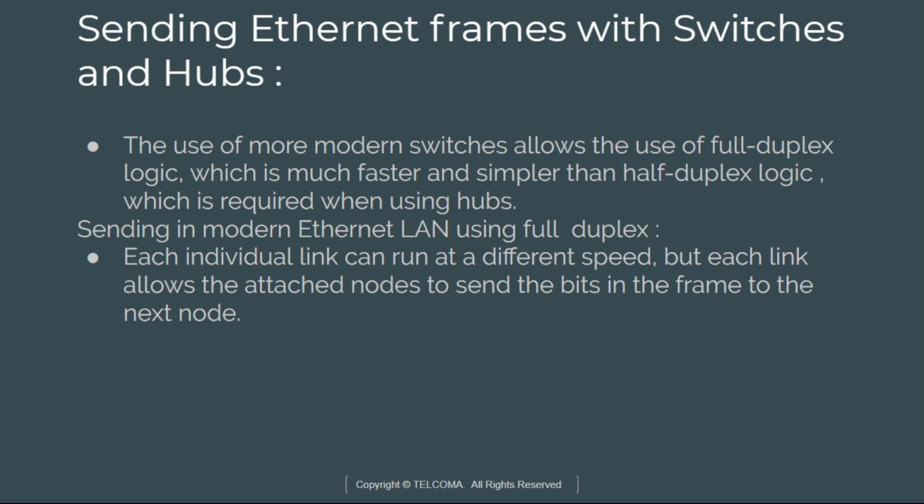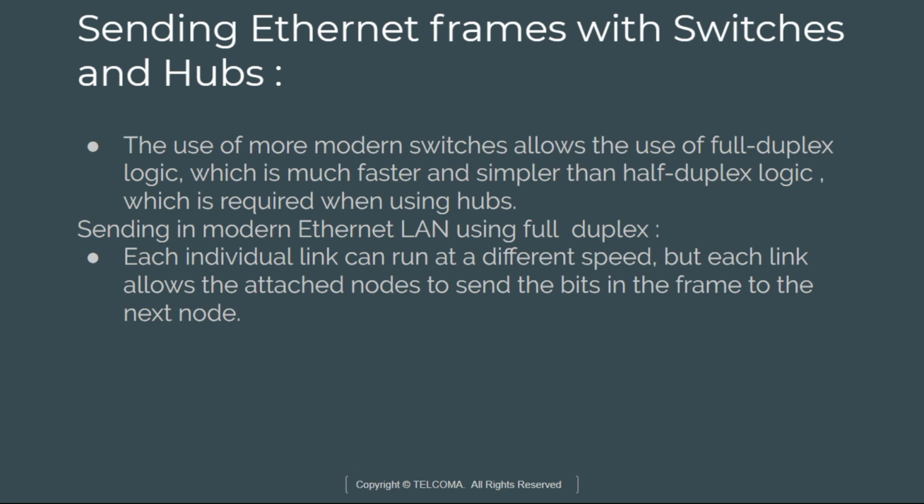Sending Ethernet frames with switches and hubs. Most Ethernet LANs use a variety of physical standards, but standard Ethernet frames can flow over these types of physical links. Each individual link can run at a different speed, but each link allows the attached node to send the bits in the frame to the next node. They must work together to deliver data from the sending Ethernet node to the destination Ethernet node.